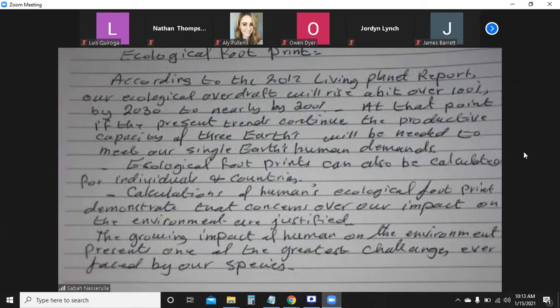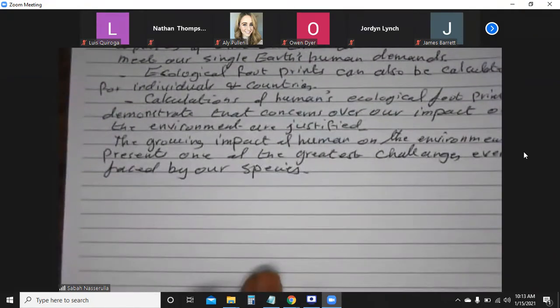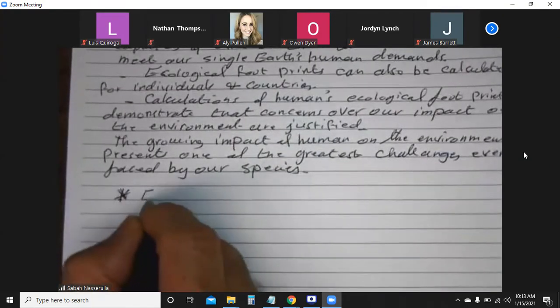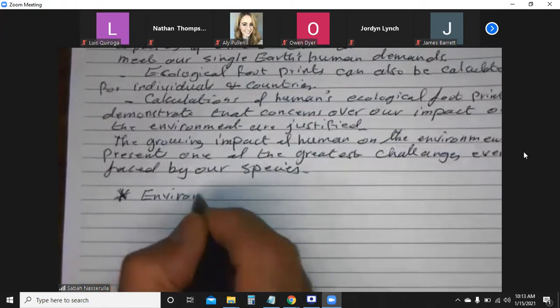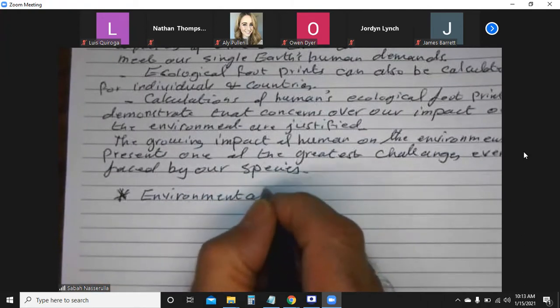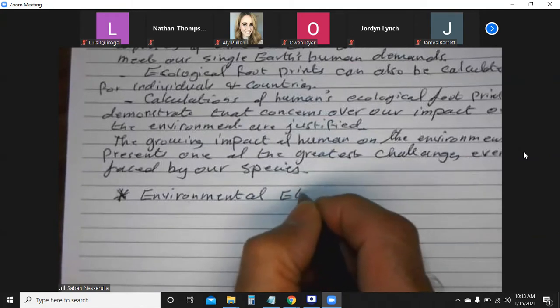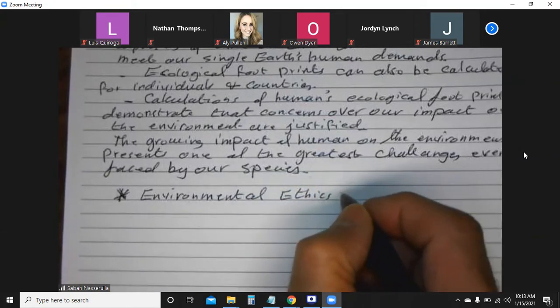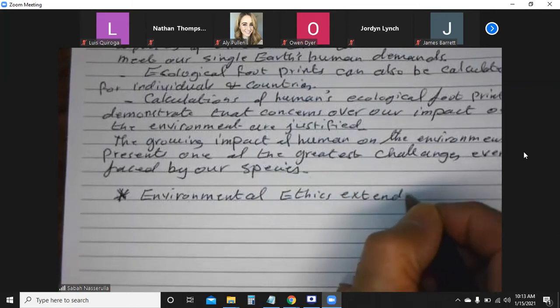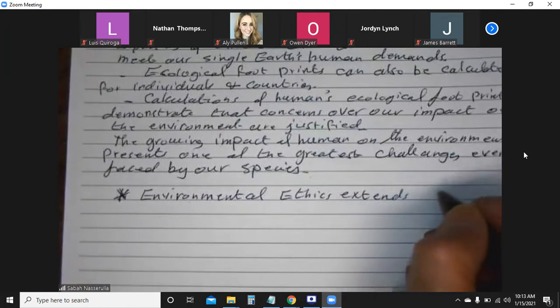Now, after we finish this point, I'm going to talk about how dealing with the environment also depends a lot on ethics, and there are many different points of view. That is the point we're going to discuss now. So we're going to deal now with this subtitle, still within this topic, called Environmental Ethics. Environmental ethics extends moral responsibilities.